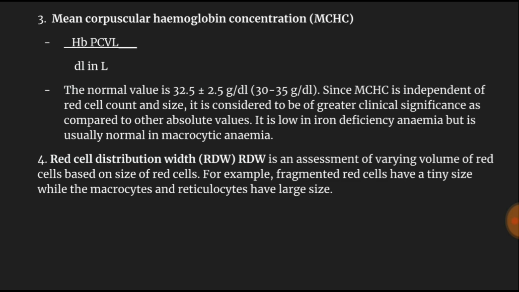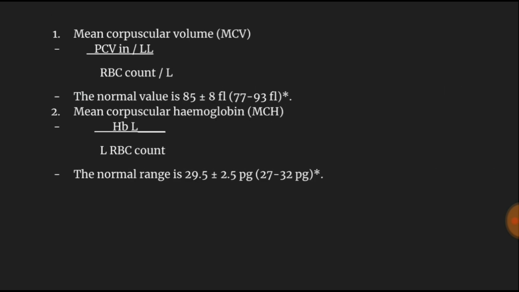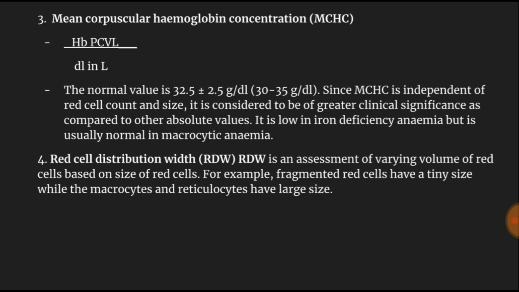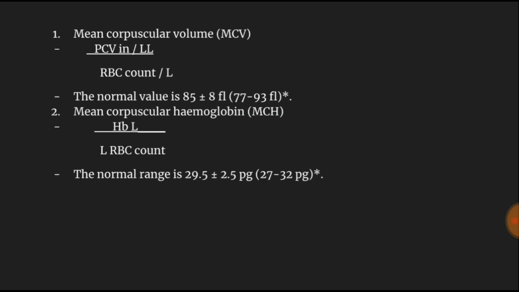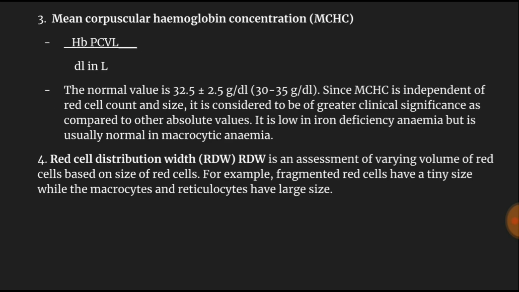So this is important. All these three values, that is the mean corpuscular volume, the mean corpuscular hemoglobin, and the mean corpuscular hemoglobin concentration, their normal values, are very much important. They have been asked in exams many times. So concentrate on the normal values of RBC and the hemoglobin values. So these three are important.